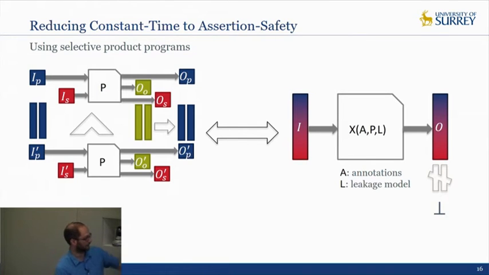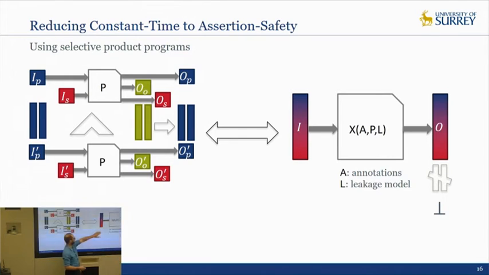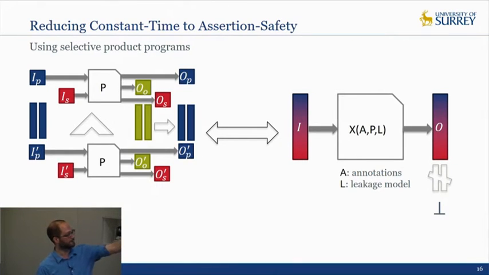So this is the solution we're going for. We're trying to find a transformation X that uses the annotations, the program, and the leakage model to transform the program in such a way that the program is secure if and only if that transformed program is assertion safe. So here, when I talk about safety from now on, it's not memory safety, it's not the program's semantics, it's really that the assertions that we insert in it succeed.